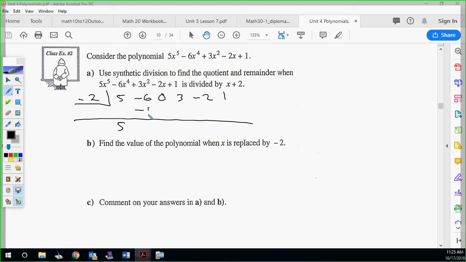So here we go. -2 times 5 is -10. Add. -2 times -16 is 32. Add. Kind of big numbers this time. -64. Add. Oh man, 122. We got some really big numbers this time. Not too nice.